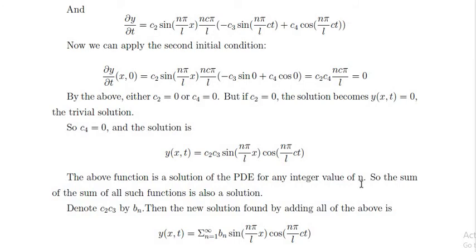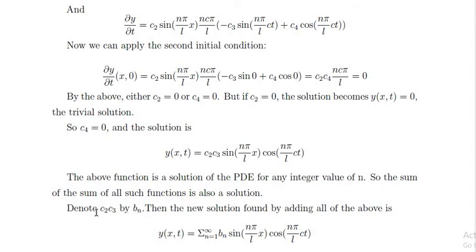And we know that the sum of all such functions is also a solution. If n equal to 1, that is a solution. When n equal to 2, that is again a solution. When n equal to 3, that is again a solution. That means if you sum all these values, that is also a solution. Okay, that is the superposition principle we have studied earlier. If one is a solution, the sum is again a solution.